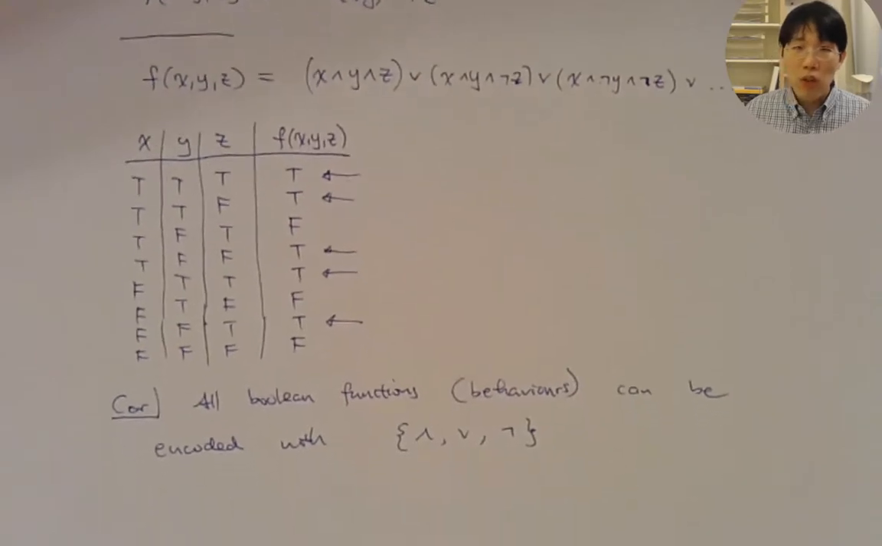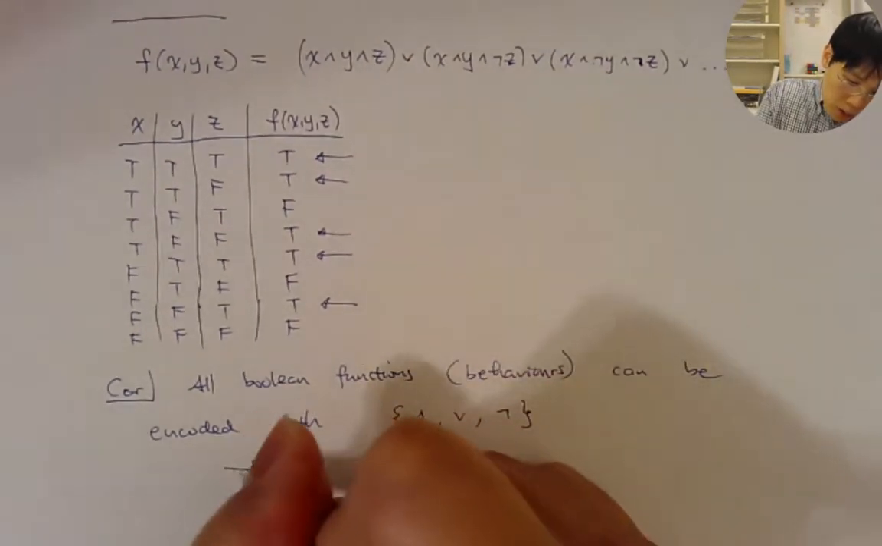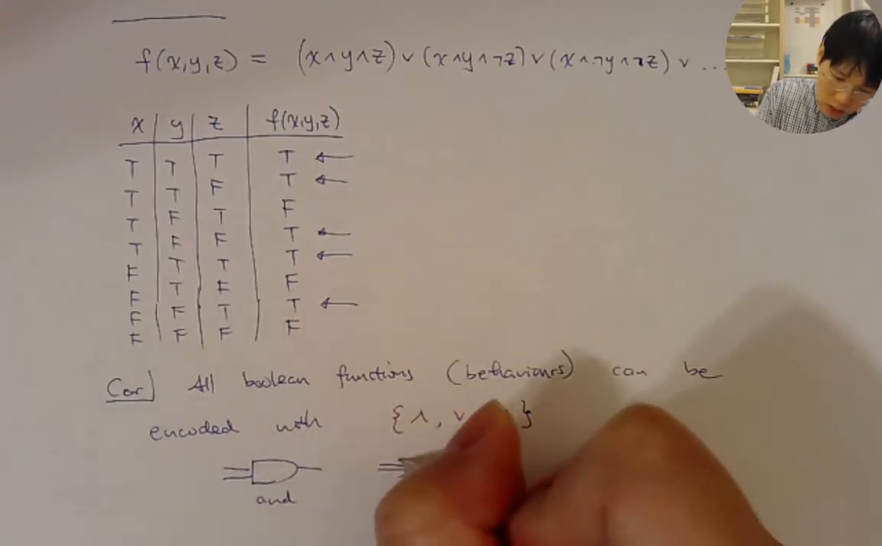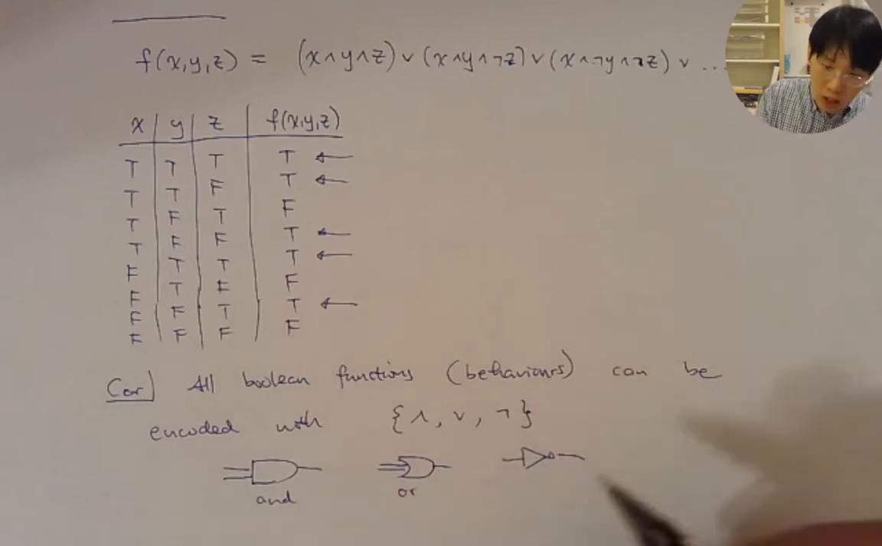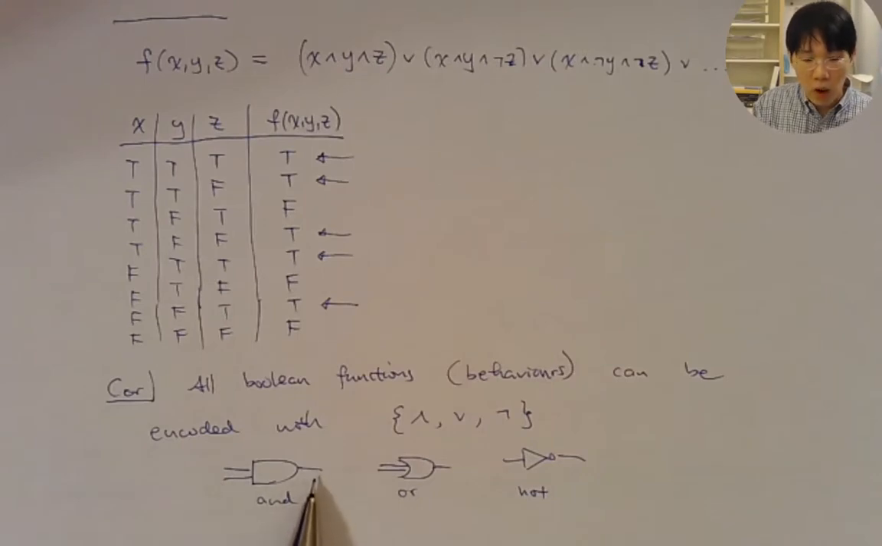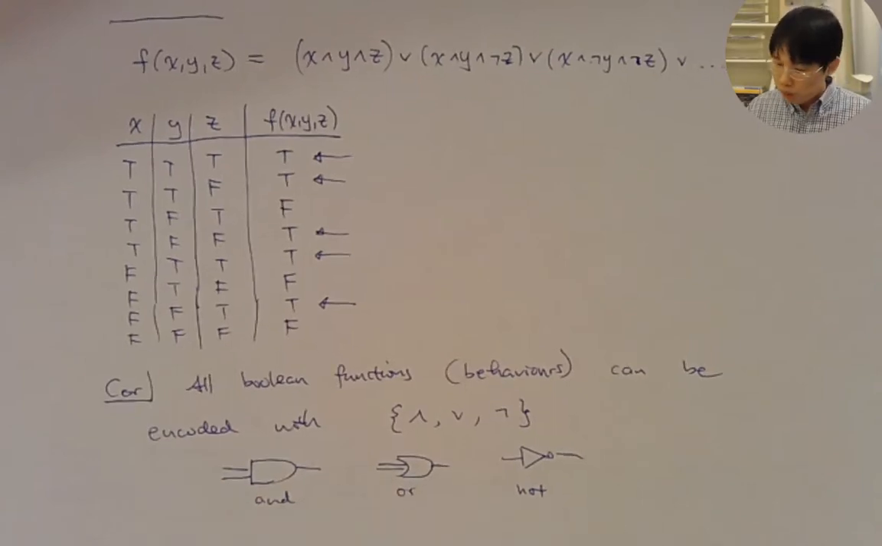And some of you who studied physics might have seen these diagrams before. This is an AND gate, this is an OR gate, this is a NOT gate, where you have 2 inputs and the output is a signal that's the AND of the 2 inputs, and here's the OR, and here it inverts the output.